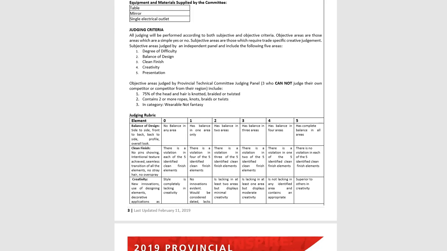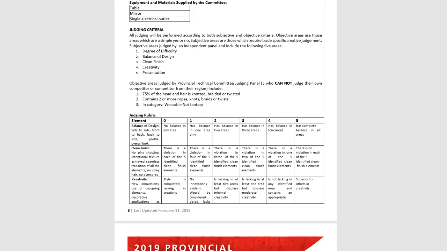Objective areas are judged by the Provincial Technical Committee judging panel, and that will be any of the 3 people who are part of the PTC, but they cannot judge their own competitor or any competitor from their region. So if they're judging and they come across the mannequin that is from their region or a competitor that they know, they have to exclude themselves and another one of the PTC members will join them for judging.